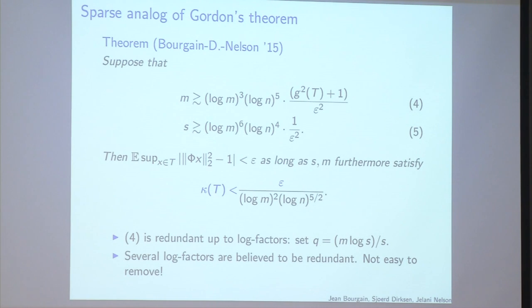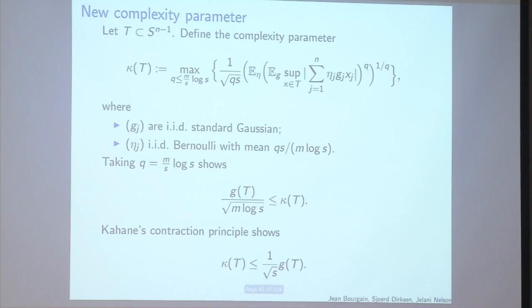Okay, so there are two remarks. So first of all, this first condition is redundant up to log factors. So why is that the case? So if I require that kappa_T is less than epsilon, then because of this first bound, I see that M should scale at least like the squared Gaussian width over epsilon squared. Yep?